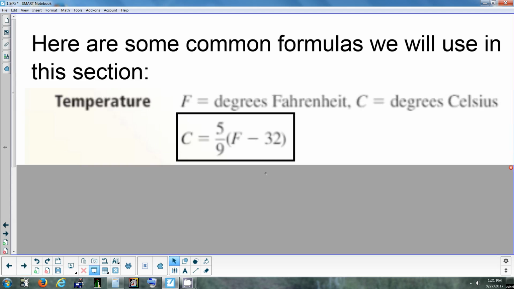There's a formula to convert between the two, between Celsius and Fahrenheit, and that's the formula. So in that box, we're going to put C equals 5/9, and then in parentheses F minus 32. Now there's also a formula to convert the other way, that we're going to figure out together.